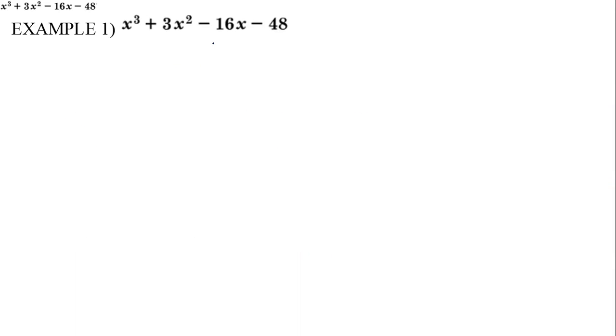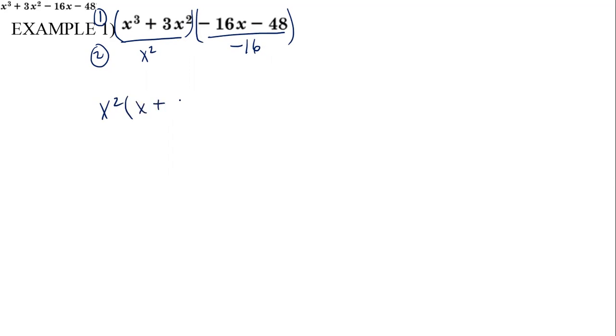So we have x cubed plus 3x squared minus 16x minus 48. We're going to group the first two and the last two. Okay, so that's step 1. Step 2 is to find the GCF of each grouping. The GCF here is x squared. The GCF here is negative 16. So I factor that out, and I'm left with x squared times (x plus 3) minus 16 times (x plus 3).